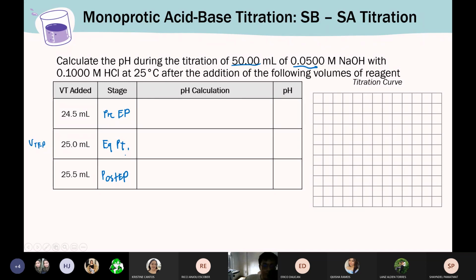Okay, so same lang ng pinagagawa natin earlier. Okay, so pre-equivalence point, you already added some titrant, okay, the acid titrant. So meaning to get the remaining OH, the equation to be used will be MAVA minus MTVT divided by V total. Okay, so MAVA, so ano yung MAVA natin?